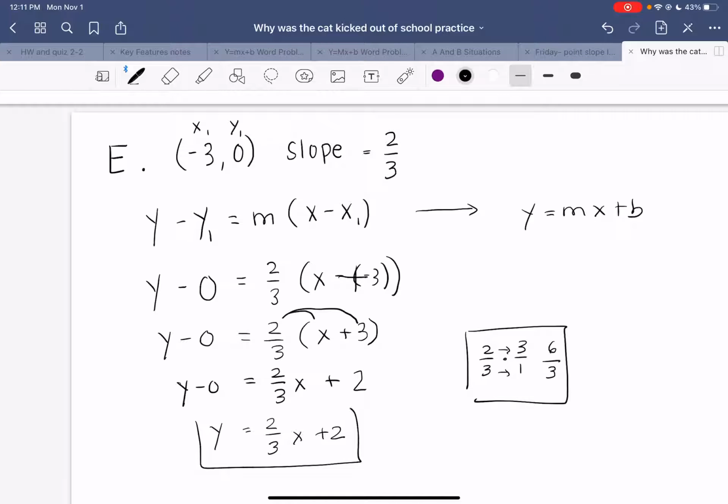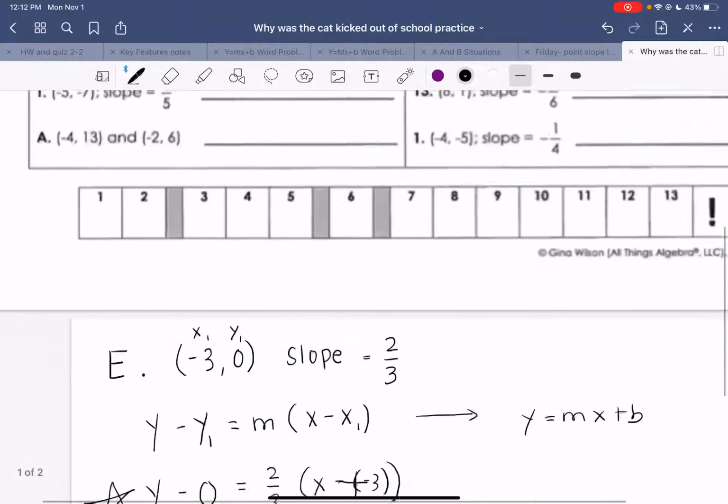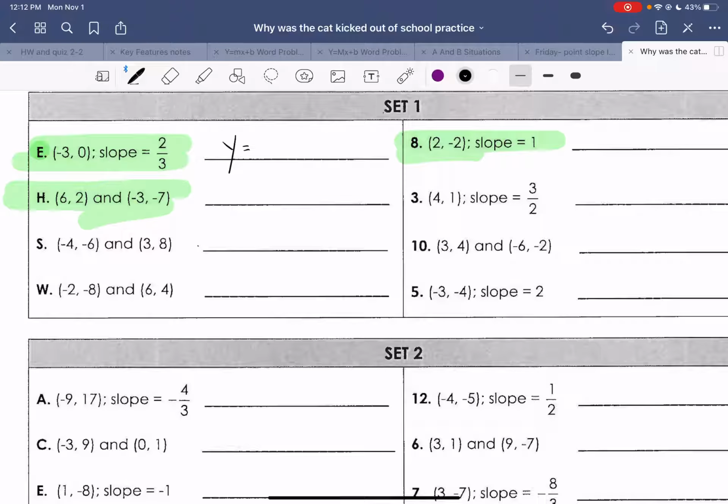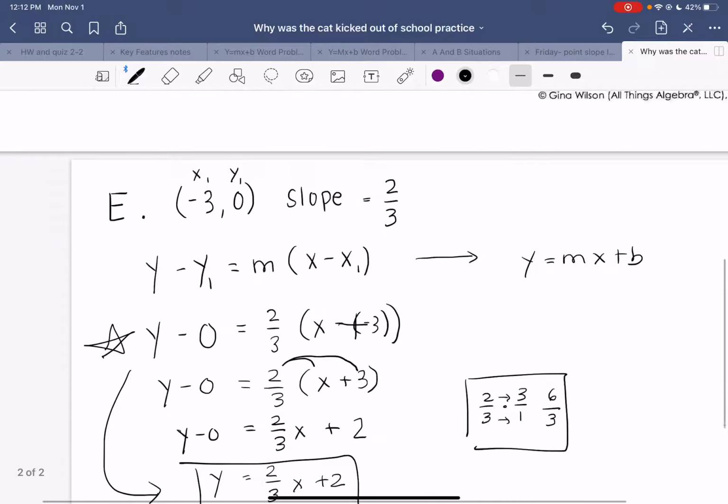So we transferred our information from point slope form, which was right here, into slope-intercept form when given 1 point on the line and 1 slope. Okay. So in that instance, we see a 0, and so we're going to do our next example, which is number 8, which is a cross. So we did E, so we'll write in our blank here for E, y equals 2/3 x plus 2.